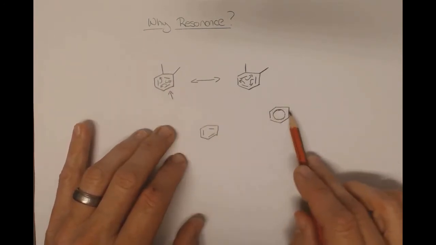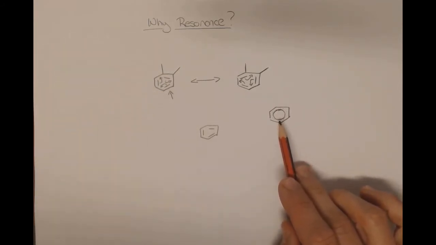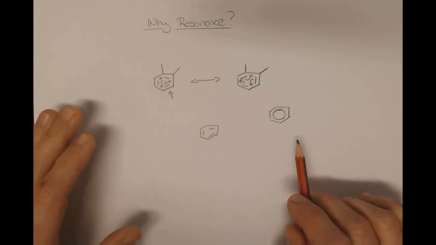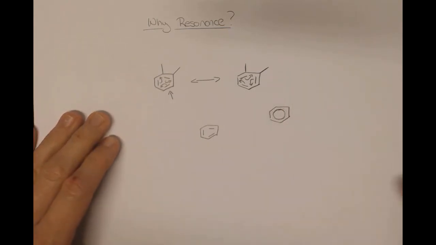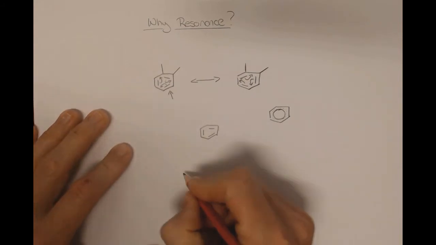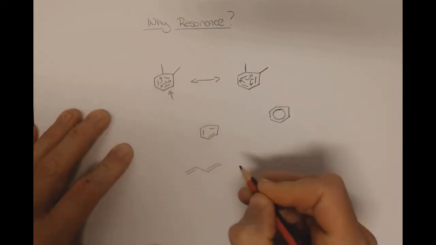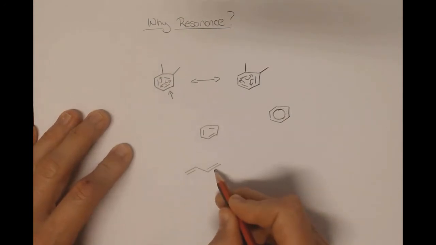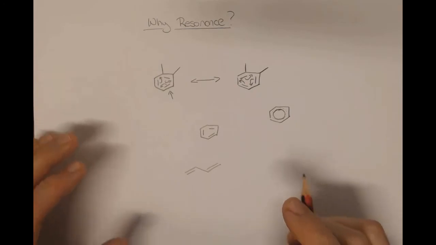This actually gives a bit of a hint as to why benzene is so important. It really is, because benzene is very different. Now I want to do another quick thought experiment and then go back to the acetate anion. If I take butadiene, and I do the same thing, I'm actually doing something quite incorrect.